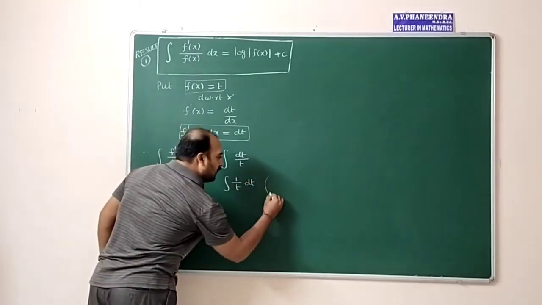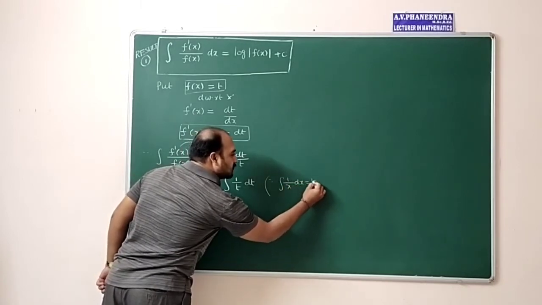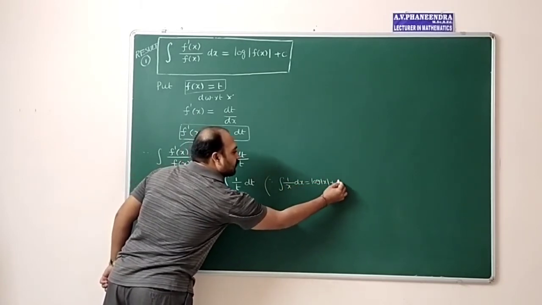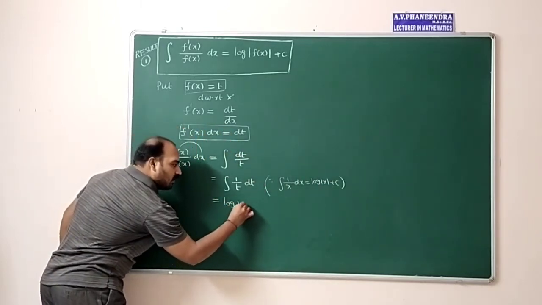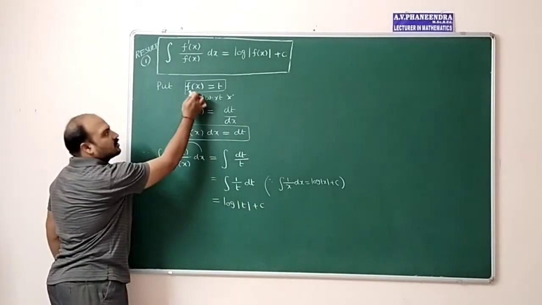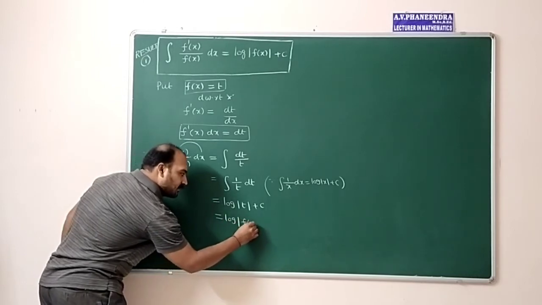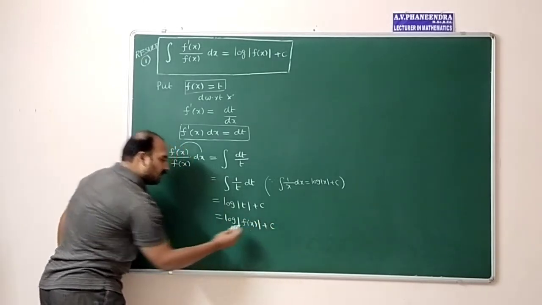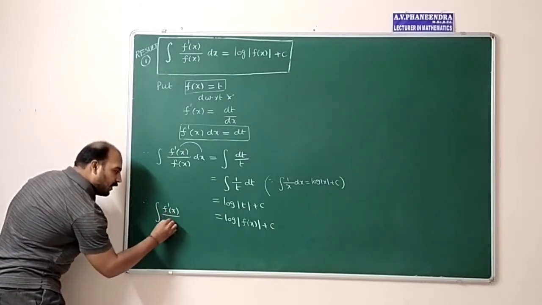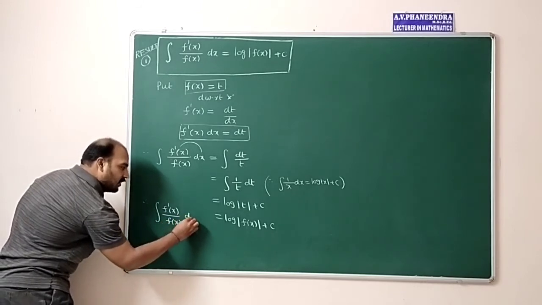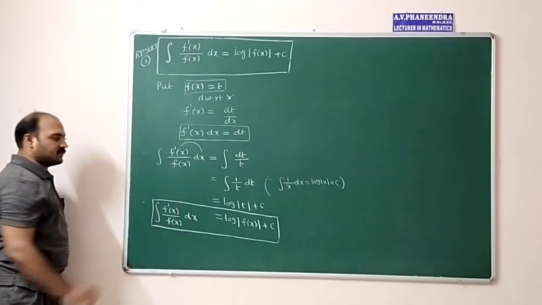We have a formula in integration: integral 1 by x into dx is equal to log mod x plus c. So by using that formula, it is equal to log mod t plus c. What t are we assuming here? f of x. So log mod f of x. Therefore, integral f dash of x divided by f of x into dx is equal to log mod f of x plus c.